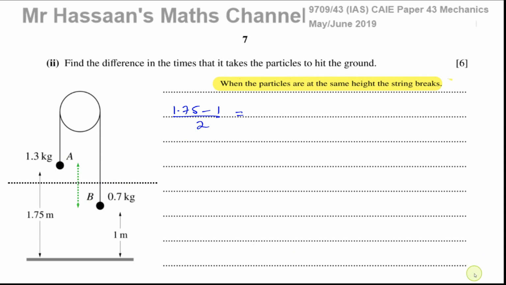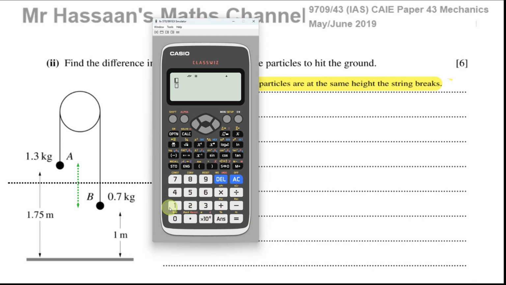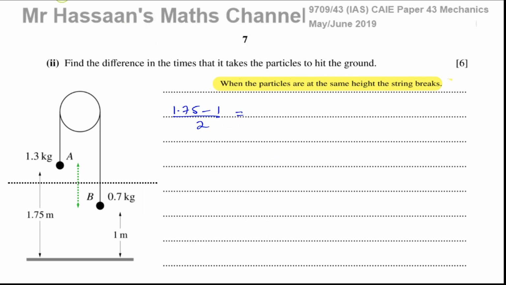Okay, so that's what we have to do. So we're going to have 1.75 minus 1 divided by 2, which gives us 0.375 meters. So that's the distance that A moves down and B moves up. So I'll just put it like this. That's going to be 0.375 meters, and this is 0.375 meters.